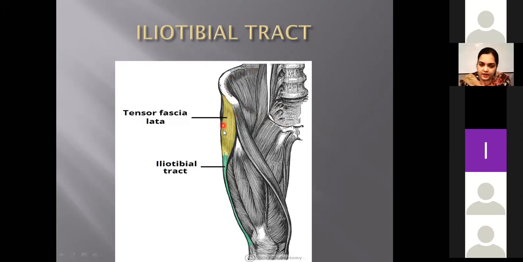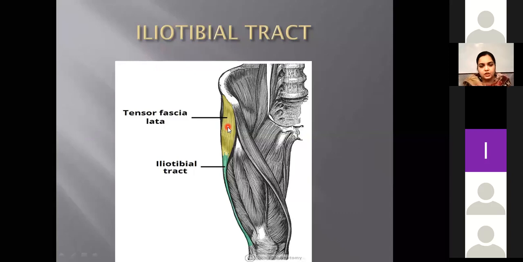Now laterally this fascia is thickened, and how is it thickened? There is additional strengthening by reinforcing additional fibers of two important muscles. Two important muscles merge on the lateral side, and they form an aponeurotic sheet or band. What are these two important muscles? Tensor fascia lata and the gluteus maximus.